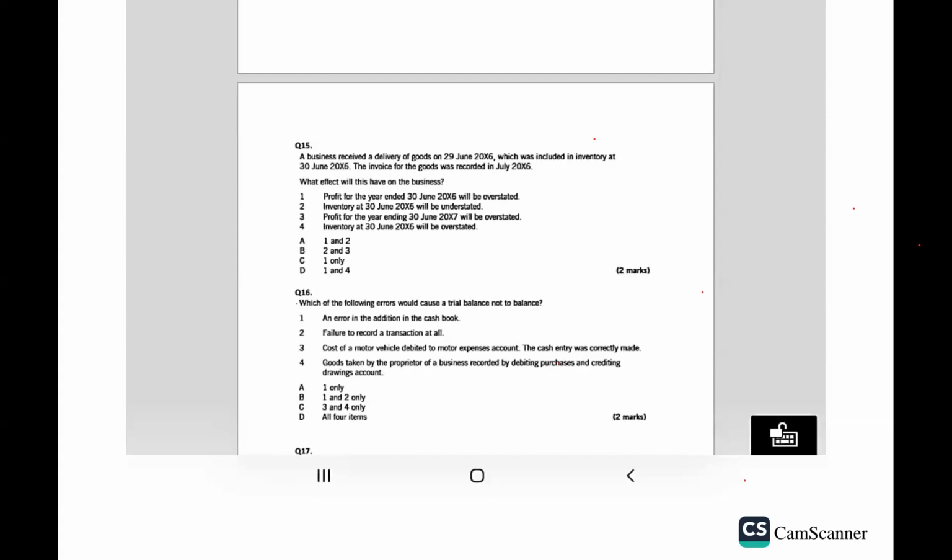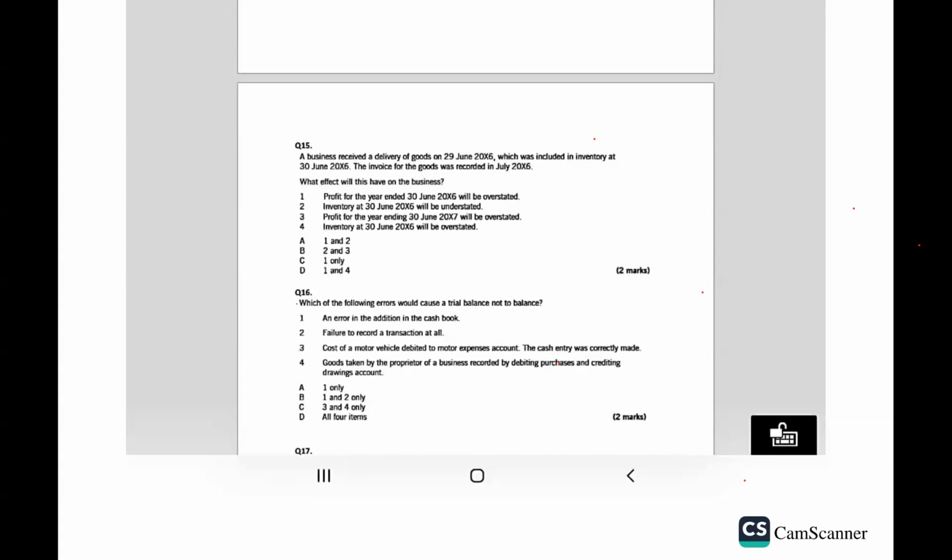What type of an error is this one? Maybe just to remind ourselves again, it is the error of omission. We said that for the error of omission, the trial balance will still balance no matter what, because you have not recorded this transaction either on the debit or on the credit. So it still balances, it doesn't affect that.